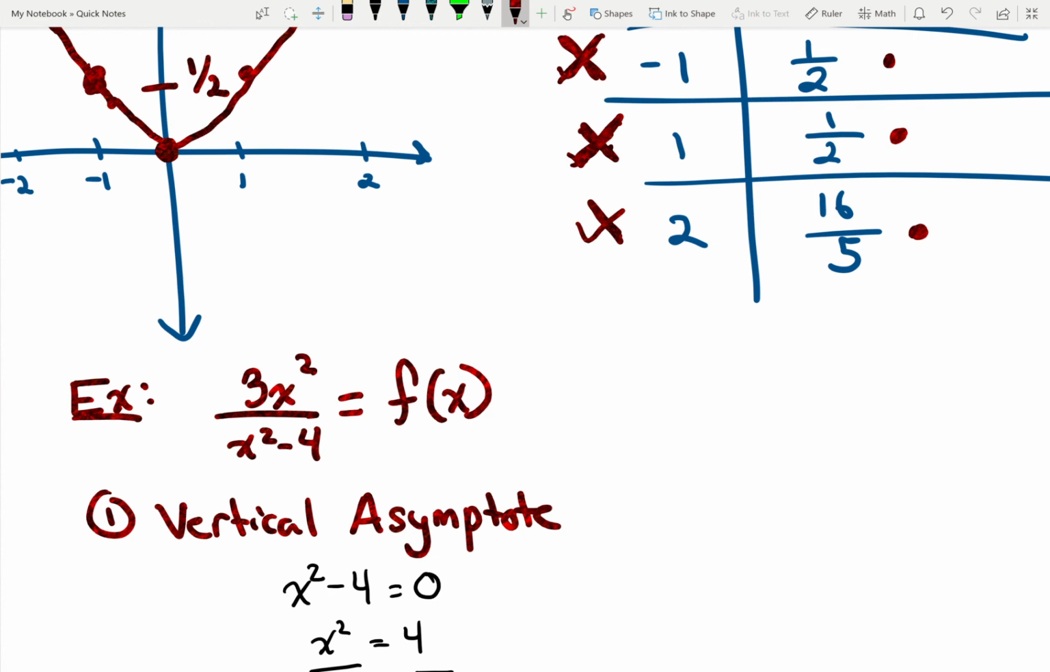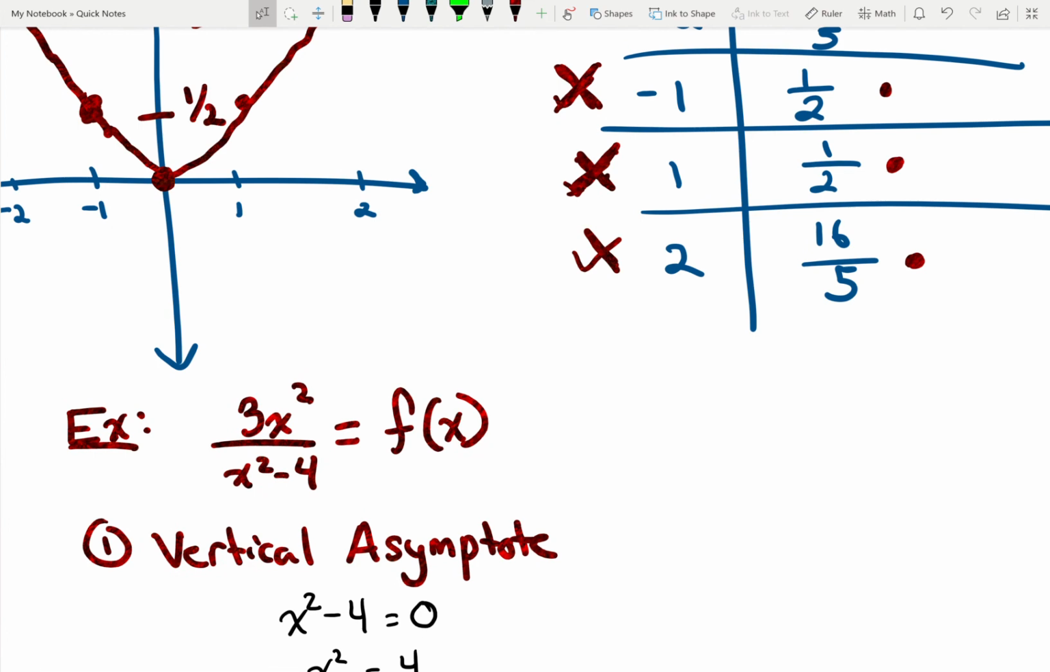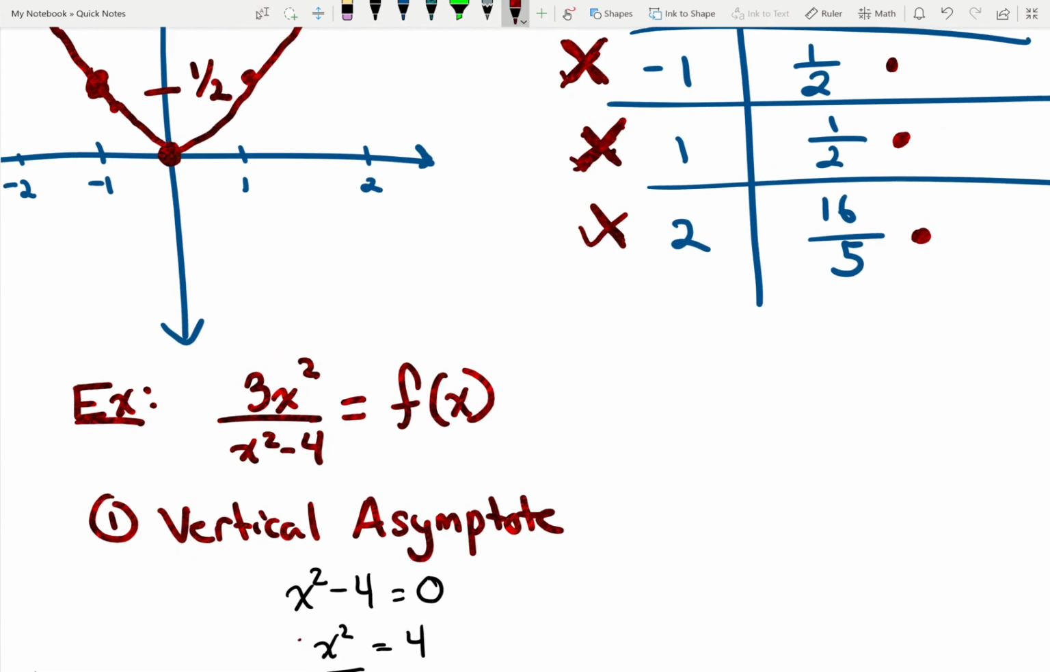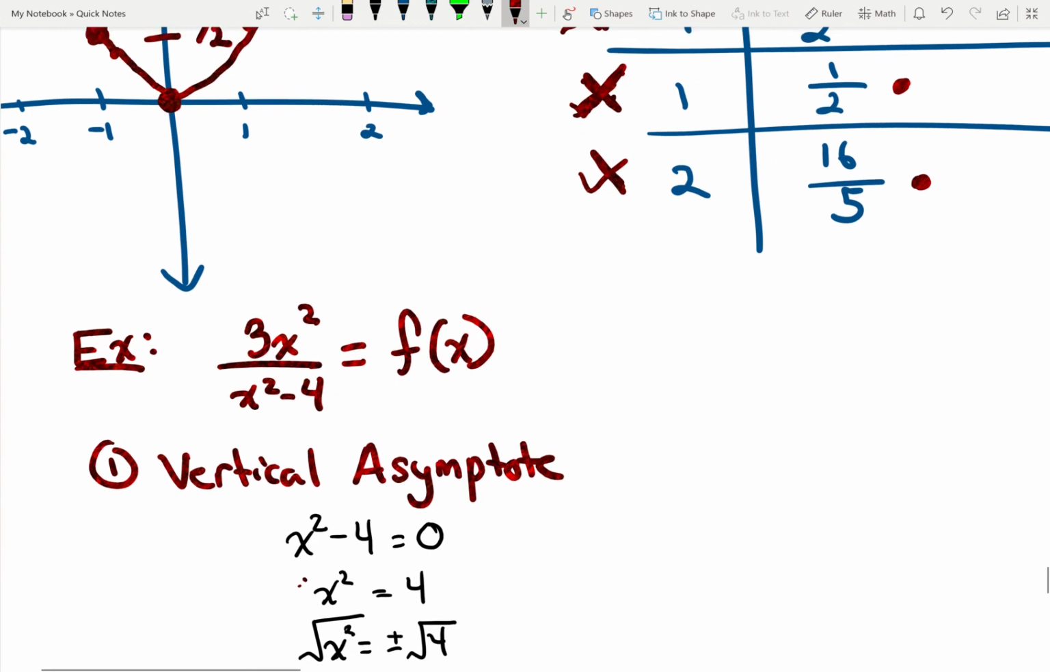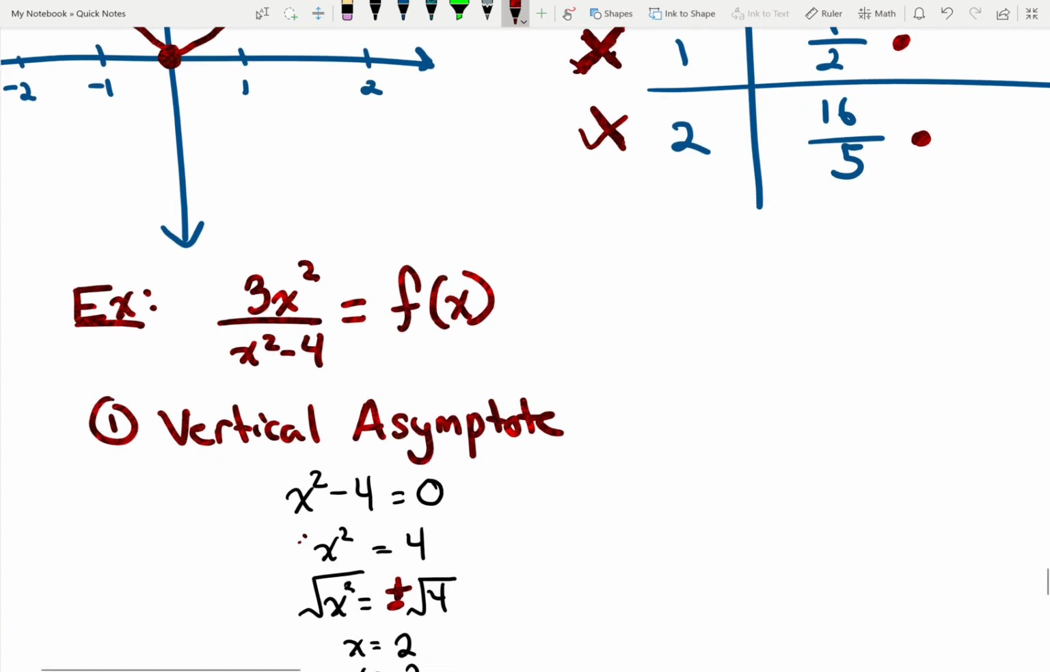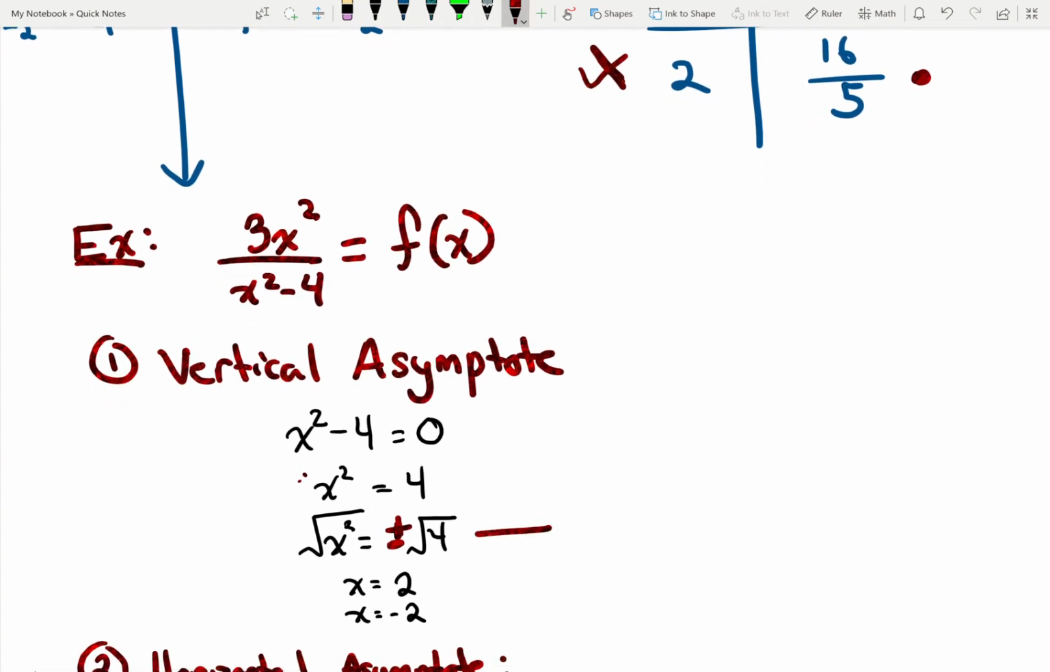Then I add both sides by 4. So I have x squared equals 4. To isolate x, I have to take the square root. When I take the square root of a square, I have this plus or minus factor right here. So x equals plus or minus the square root of 4, which is 2. That means I have a vertical asymptote at x equals 2, and I also have another vertical asymptote at x equals minus 2. So this is our first instance where we have two vertical asymptotes.